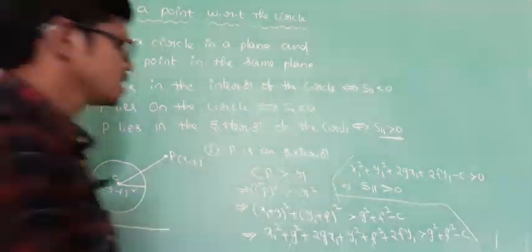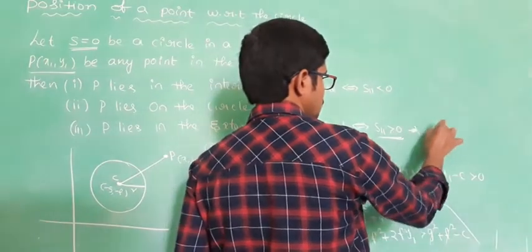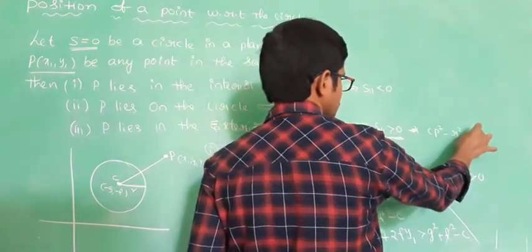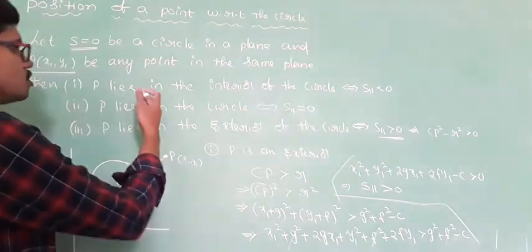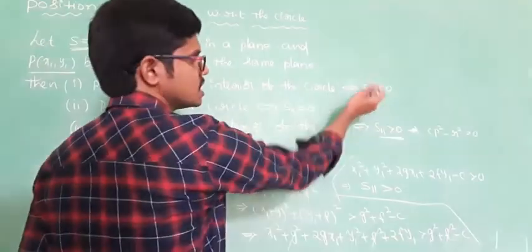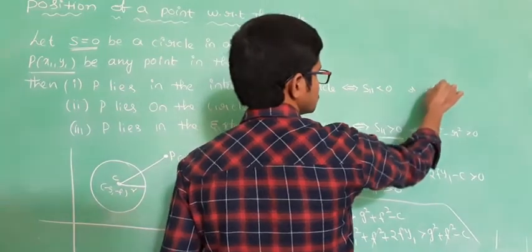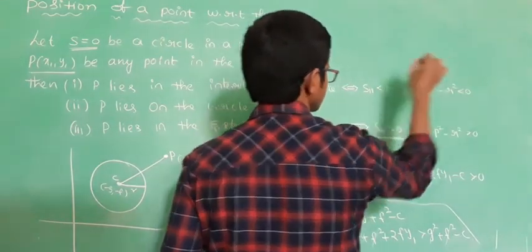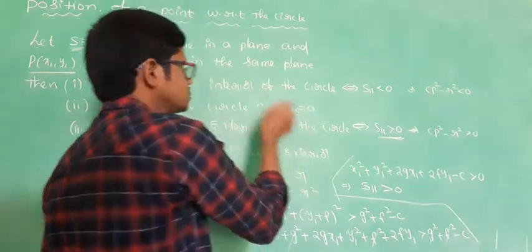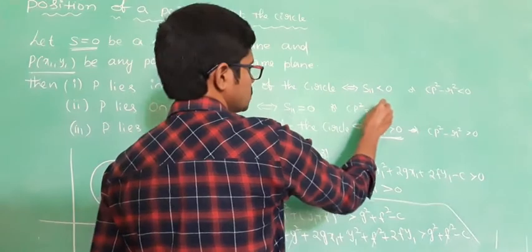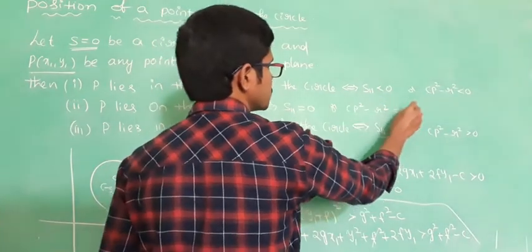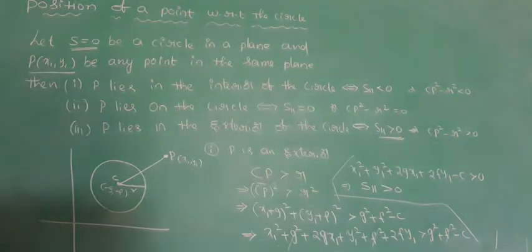So CP² − R² is greater than 0, as you wish: S11 is greater than 0 or CP² − R² is greater than 0. Similarly, if P is an interior point, then S11 is less than 0, or CP² − R² is less than 0. And similarly, S11 is equal to 0 when P lies on the circle, or CP² = R², or CP² − R² = 0. Clear? So this is about position of a point.